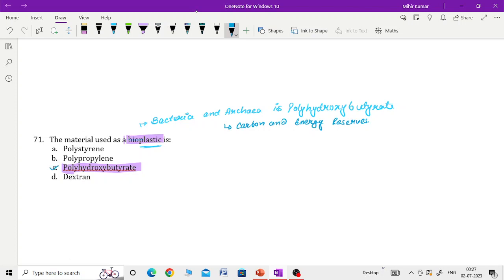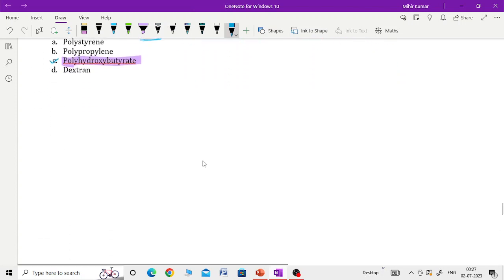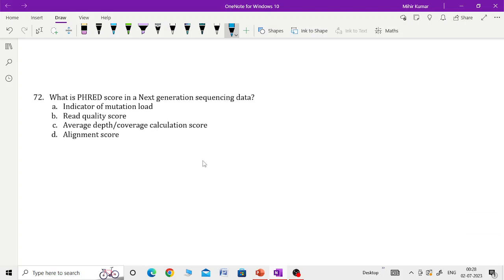The next question is too easy because it is asked from NGS, next generation sequencing. I have already discussed this question in the Hyderabad University series. Today, more than two or three questions are repeated from different exams, like the Phred score. This question was asked in the Hyderabad University 2022-2021 exam, and we discussed it very deeply.